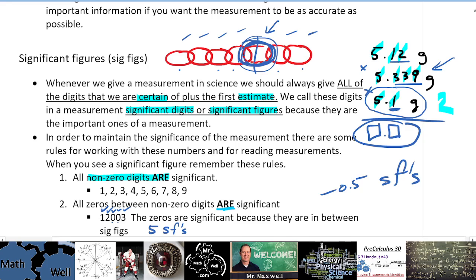If you multiply all these together, then your answer might have 5 or 6 decimal places on your calculator, but you know that your actual measurement is not that precise, because this right here is the least precise. So you can only use this one in your final answer.